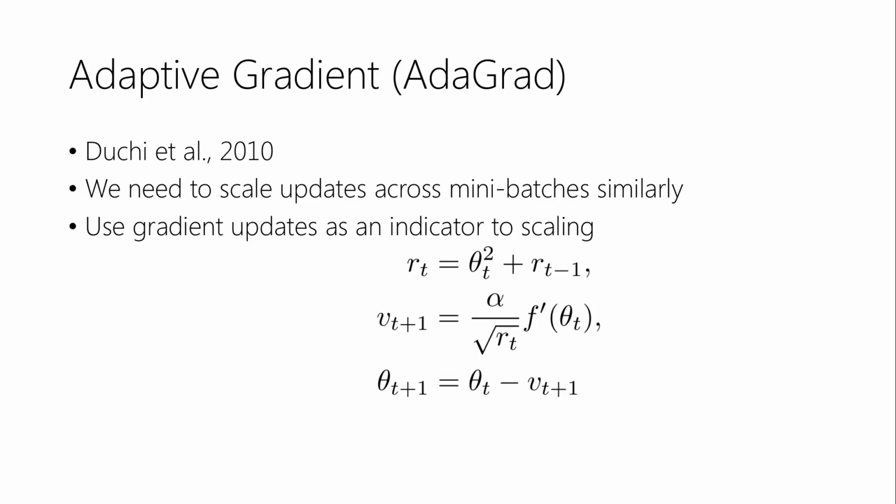Adagrad is an algorithm for gradient based optimization that adapts the learning rate to the parameters, performing smaller updates, that is, low learning rates, for parameters associated with frequently occurring features, and larger updates, that is, high learning rates, for parameters associated with infrequent features. For this reason, it is well suited for dealing with sparse data.